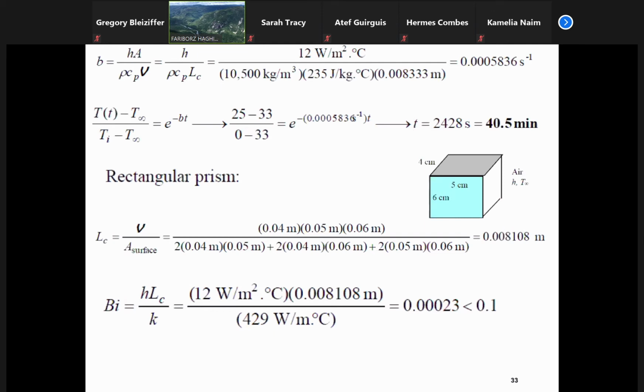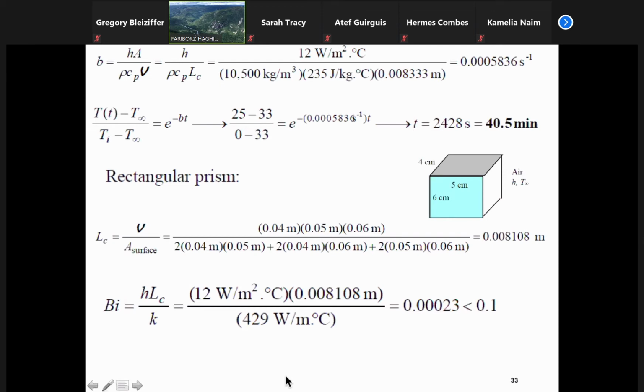That's the case, okay? Look here, we are talking about a material that has a conductivity of 429, a very conductive material. Therefore, there is no resistance. When the heat reaches the surface, the temperature everywhere is the same, okay? If this conductivity was 20, probably that would not be the case, okay? But now we have a very conductive material, so that's the case, okay?